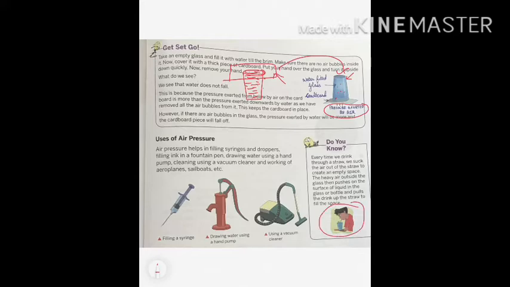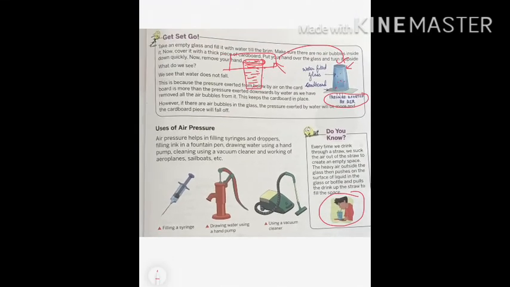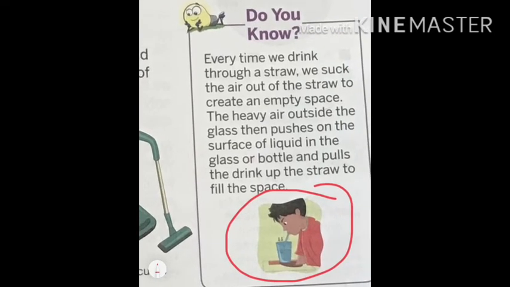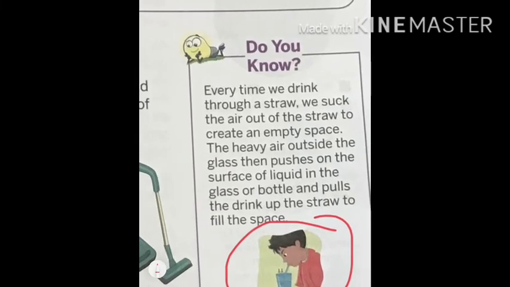One more experiment you can do is using a straw. Okay, I'll just zoom it for you a little. If you can see this picture, yes, this one I'm talking about. Now when you are drinking a cold drink, you're sucking through the straw. What is a straw? Straw is a pipe which you use for sucking juice.